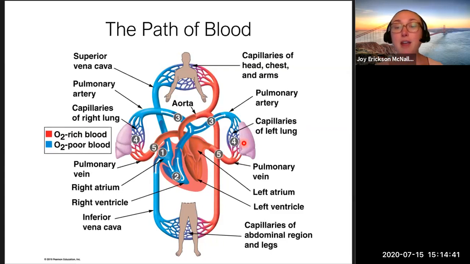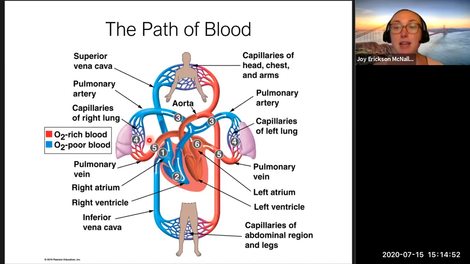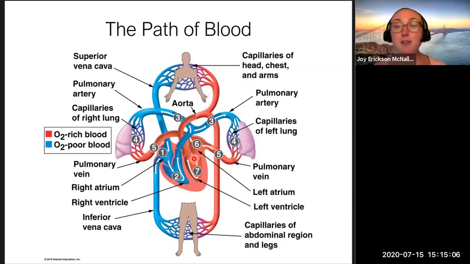Then part 5, the newly oxygen-rich blood returns to your heart through pulmonary veins on both sides of your body. And then 6, it goes to the left atrium, which is the end of our pulmonary circuit, out from the heart to the lungs, returning to the heart. That is the pulmonary circuit. Part 7, the blood is pumped from the left atrium to the left ventricle. And then part 8, oxygen-rich blood leaves the left ventricle through the aorta, which again is the largest blood vessel in the body.